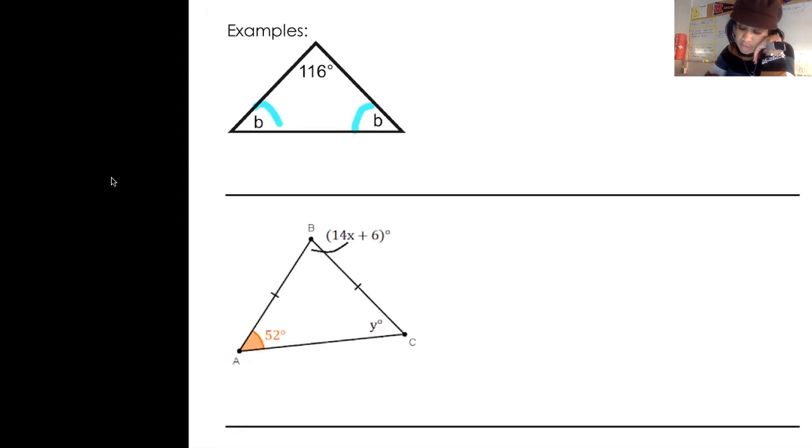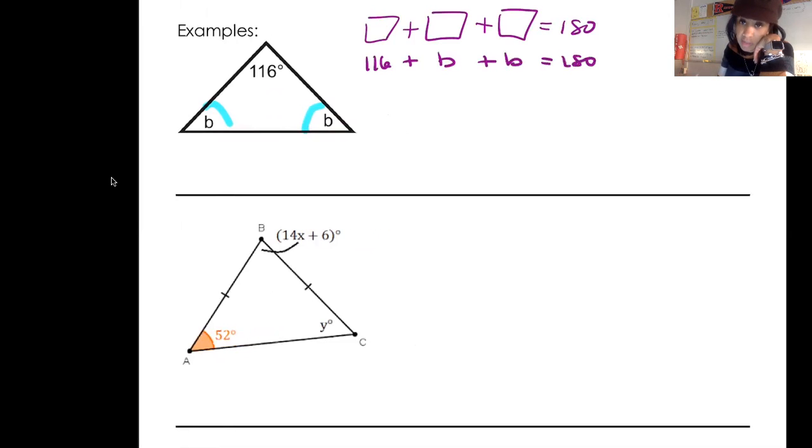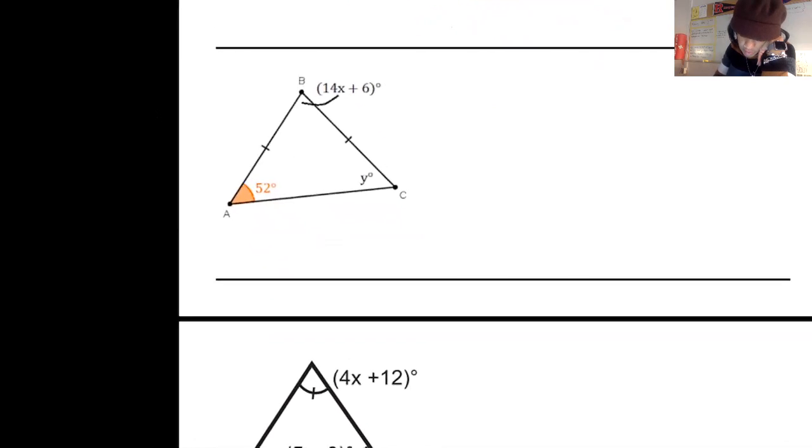So this is very similar to the other one. We know that one angle plus another angle plus the third angle of a triangle has to equal 180 degrees. So I'm going to use my 116 plus B plus B, and that has to equal 180 degrees, okay? We're going to put this in the equation solver, make it quick for ourselves, and we're going to get B equals 32 degrees. Next one.